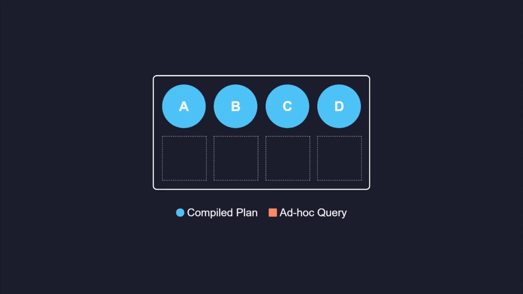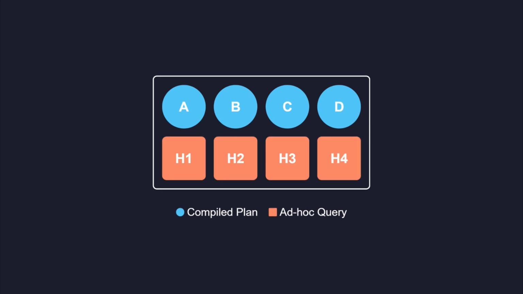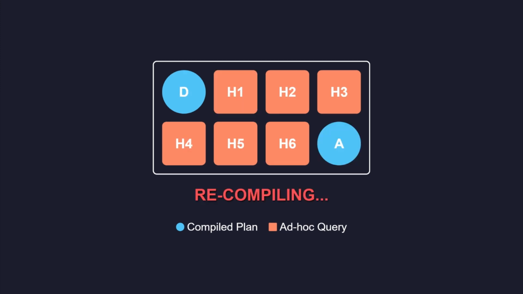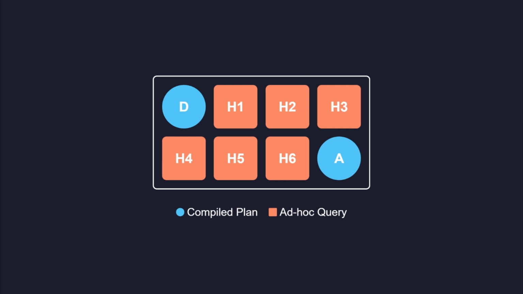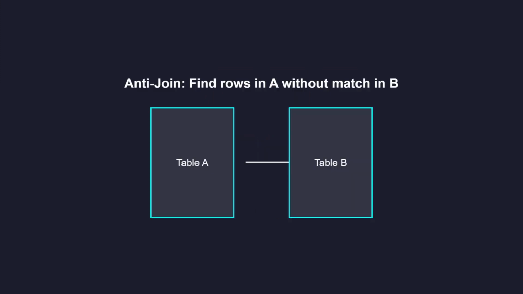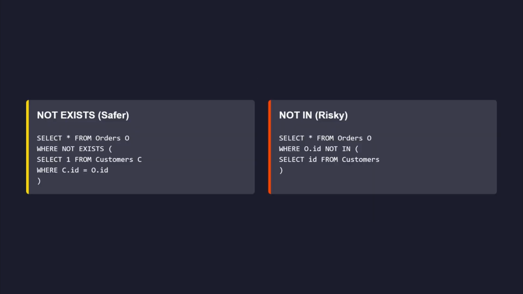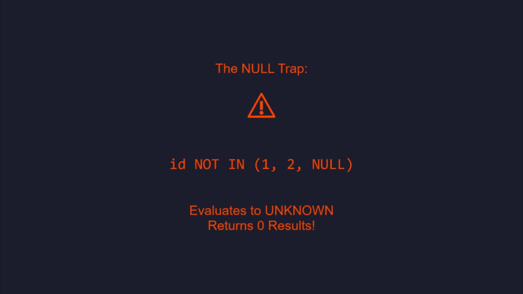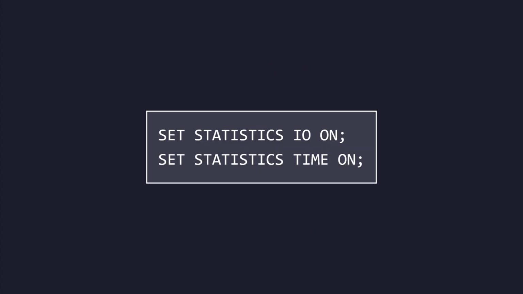The plan cache stores compiled execution plans to save optimization time on subsequent identical queries. Excessive ad hoc queries can bloat the cache, pushing out useful plans and forcing expensive recompilations for frequently executed statements. Anti-joins find rows that do not have a match in another table. Using not exists is generally safer than not in, because not in will return 0 results if any value in the subquery contains a null, often leading to unexpected behavior.